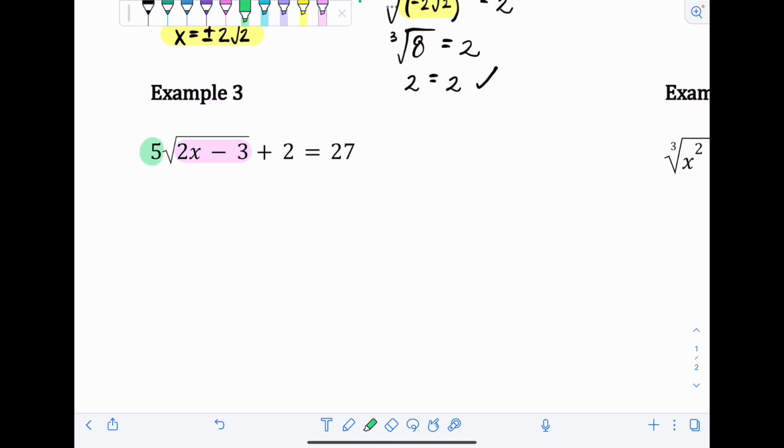but I have a 5 that's in front of it. It's being multiplied by the radical. And then I have a 2 that's being added outside of the radical. Anything that's outside of the radical, we can cancel out. Anything that's inside, we have to wait until we can get rid of the radical itself.